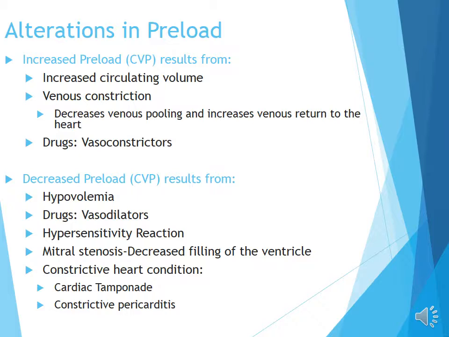Look at the big picture of what happened to them clinically leading up to that increased preload. Or venous constriction, which would decrease the venous pooling and increase the venous return to the heart. So again, it would cause that increased circulating volume into the heart. Things that can cause that, vasoconstrictors are a big one.